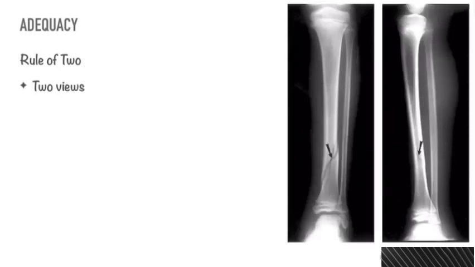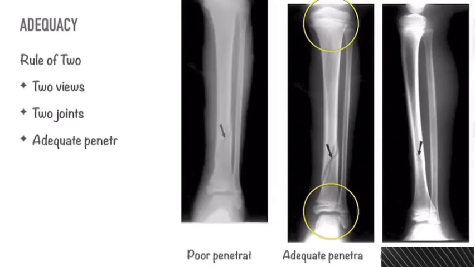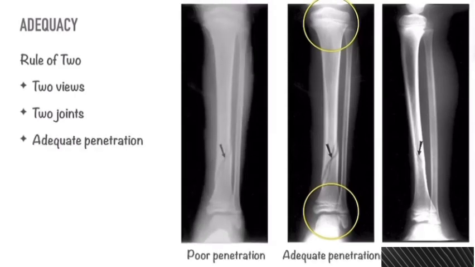To decide whether a radiograph is of adequate quality or not, always follow the rule of 2. There should be at least 2 views. Usually, the AP and lateral views are adequate, but in some specific cases, additional projections may be required. The joint above and below must be included in the radiograph. All radiographs should have adequate penetration. That means, the bones and soft tissues should be easily and clearly differentiated.